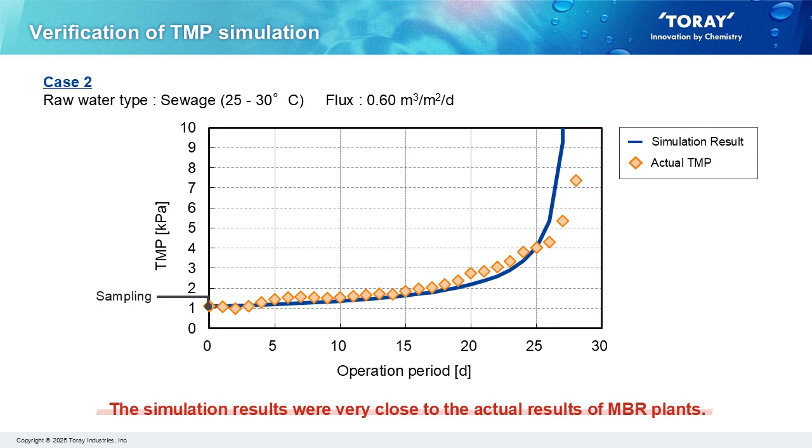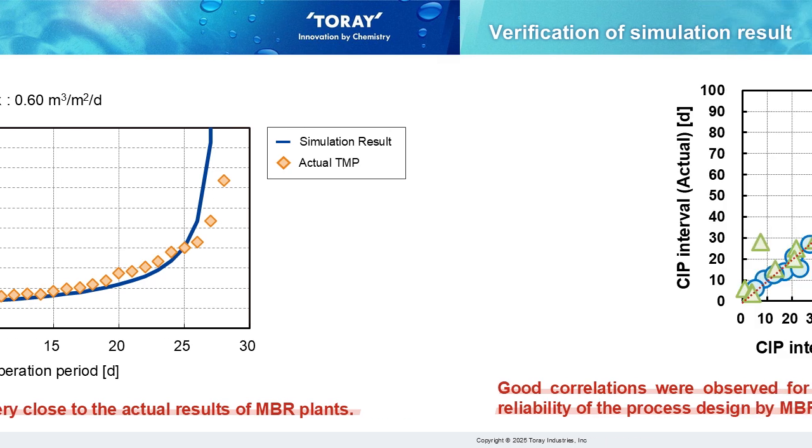This is the comparison of the simulation result and the actual TMP. This graph's horizontal axis indicates the operation period, and the vertical axis indicates TMP. The brown plot shows the actual TMP and the blue line shows the simulation result. As you can see, the simulation result was very close to the results of MBR plants.